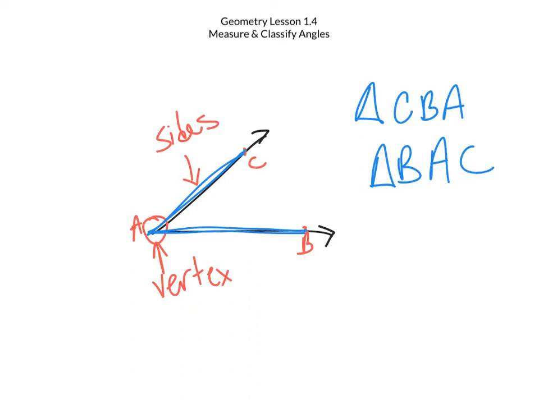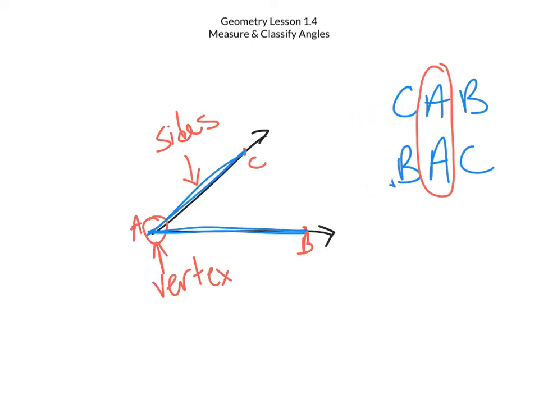Oh, I wrote that wrong to begin with. It's not CBA, it's CAB. Sorry. What I was going to say is the key is whichever the vertex is always has to be in the middle whenever you label an angle. And this is an angle, not a triangle. It's late, I'm tired. So angle CAB or angle BAC. Okay? So let's practice naming these.